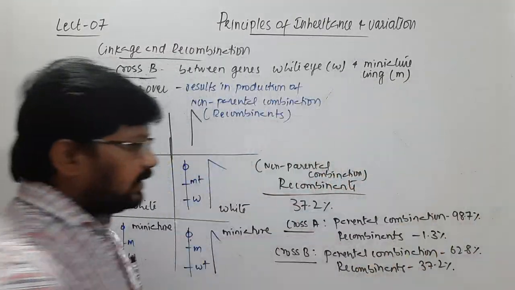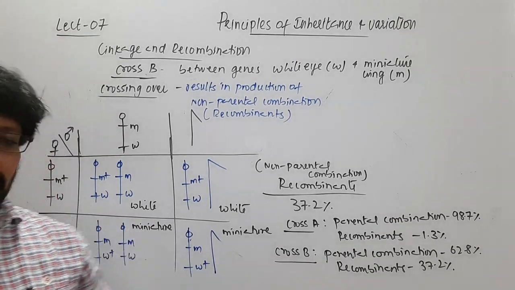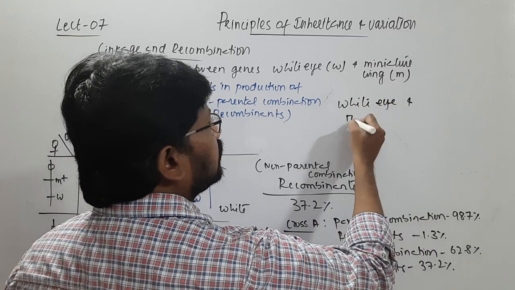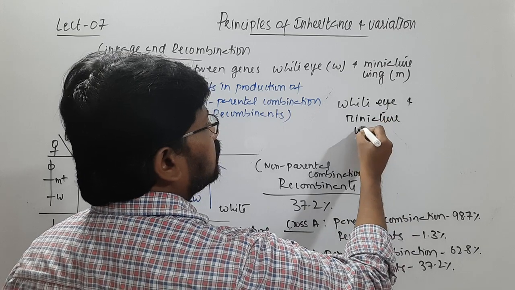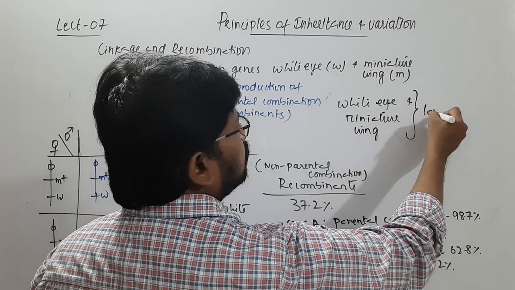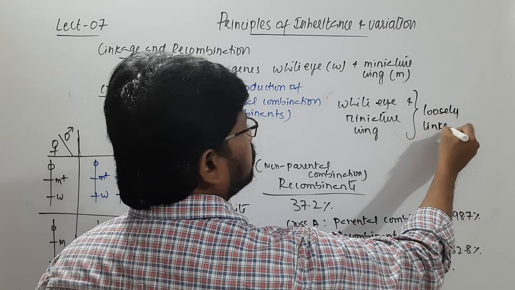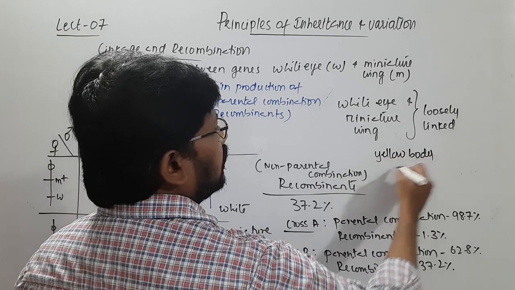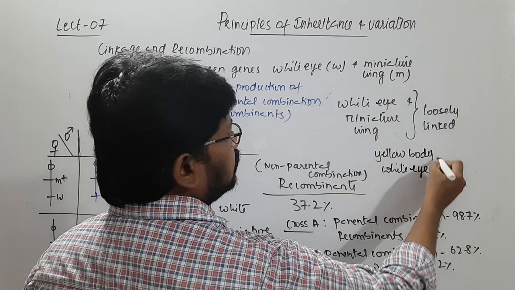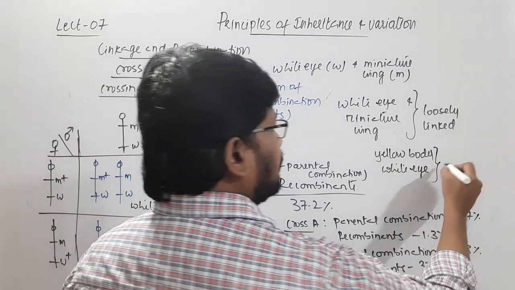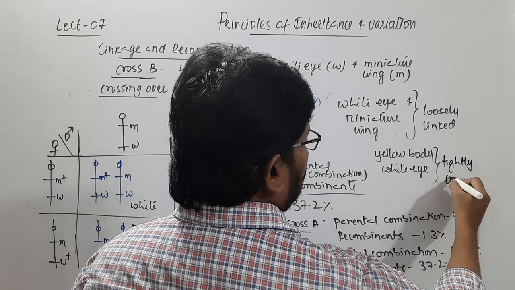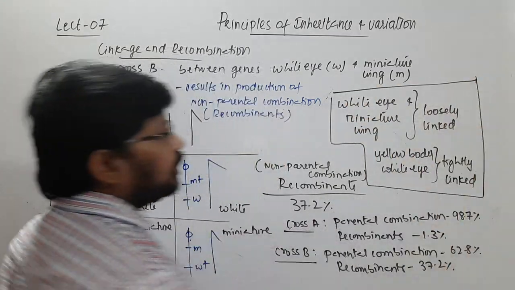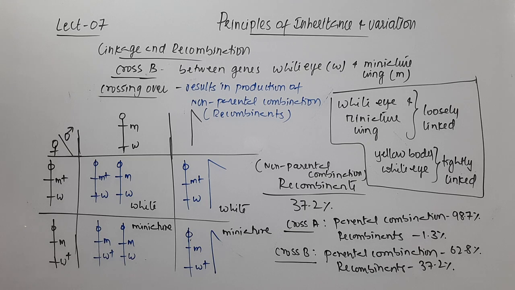So the result indicates, with this recombinant percentage, that the white eye and miniature wing are loosely linked, whereas yellow body and white eye are tightly linked. So this is the result we have obtained after this crossing.